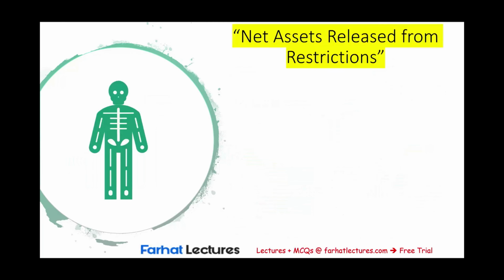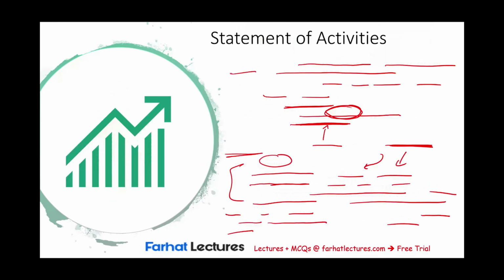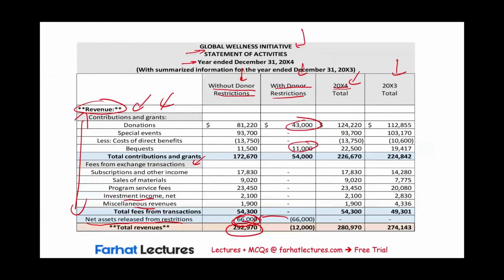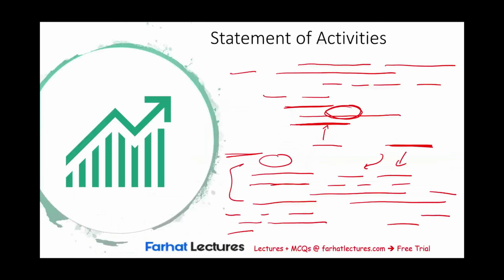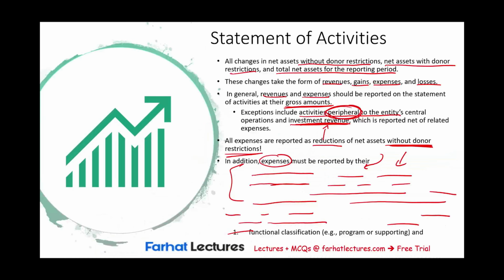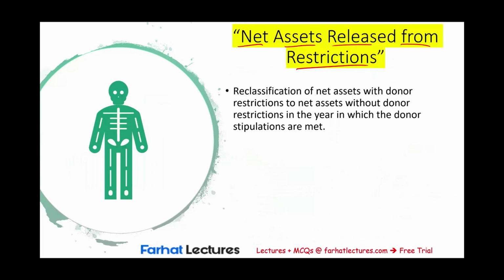Let's go back and discuss the line that says net asset released from restriction. Which line am I talking about here? I'm talking about this line here. Let me highlight it in yellow so you can see it. Net asset released from restriction. I'm going to show you a full statement of activities on one page to illustrate this line, because it's easier to do so.